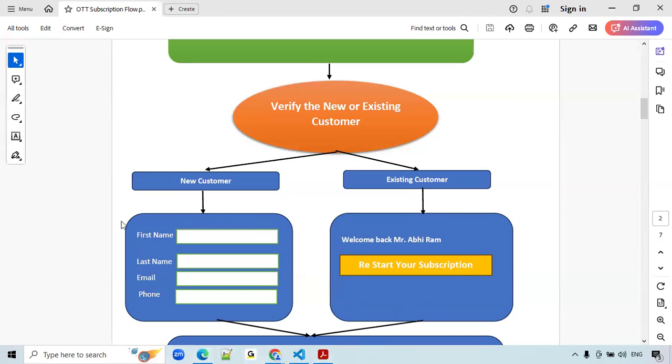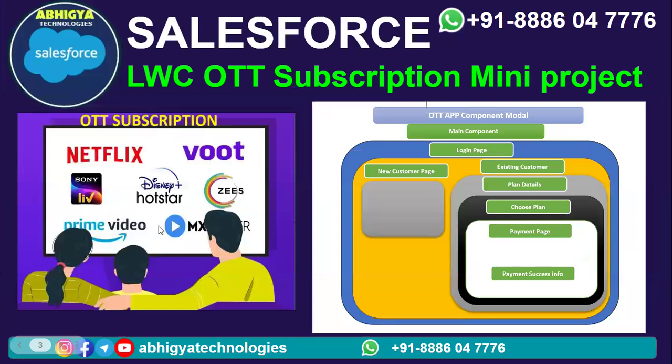Before going to that, we already know the layer components we discussed. The first layer is the main page. In this main page, we have developed the login page. From the login page, if it is a new customer, we go to the new customer page, and if it is an existing customer, we go to the existing customer page. Let's see how we are going to develop this step by step.